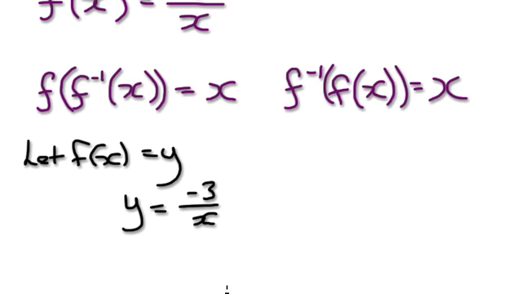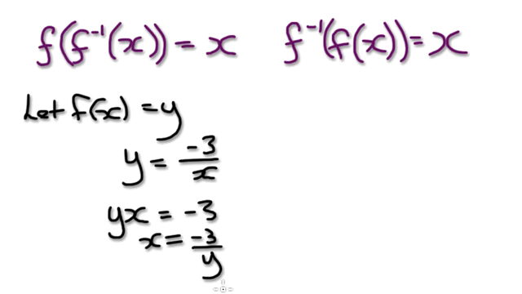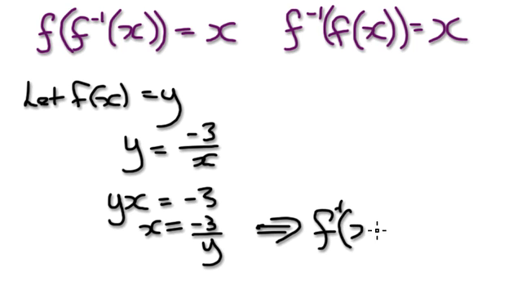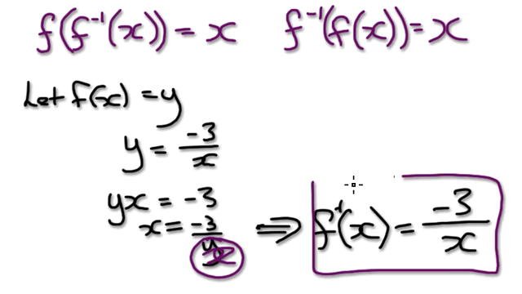So now it's just a matter of making x the subject. So times both sides by x, so that equals this, and then divide both sides by y, so this equals this. Now remember, y is just our dummy variable. We're just going to use it and then throw it away. So that implies that the inverse of x is equal to minus 3 over x.